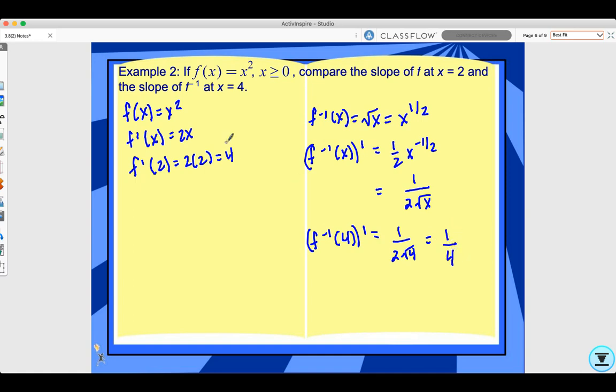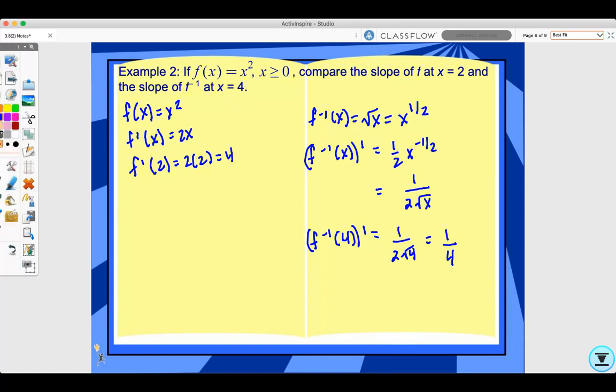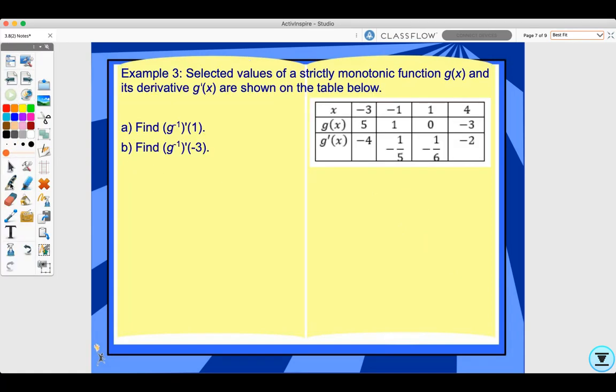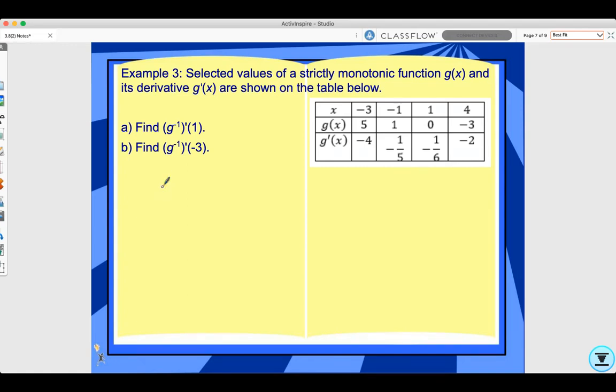So what can you tell between the slope at 2 and the slope at 4? What are they compared to each other? Hopefully you said reciprocals. Let's look at example 3. Selected values of a strictly monotonic function g of x and its derivative g prime of x are shown on the table below. We need to find the derivative of g inverse of x at 1 and then the derivative of g inverse at -3.